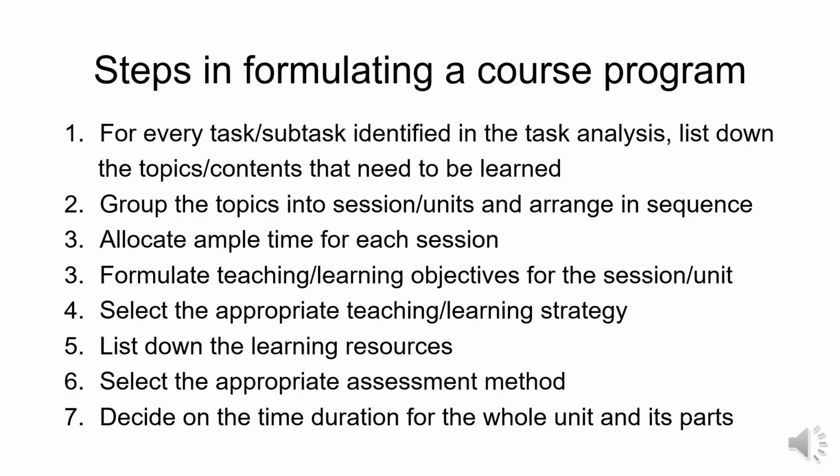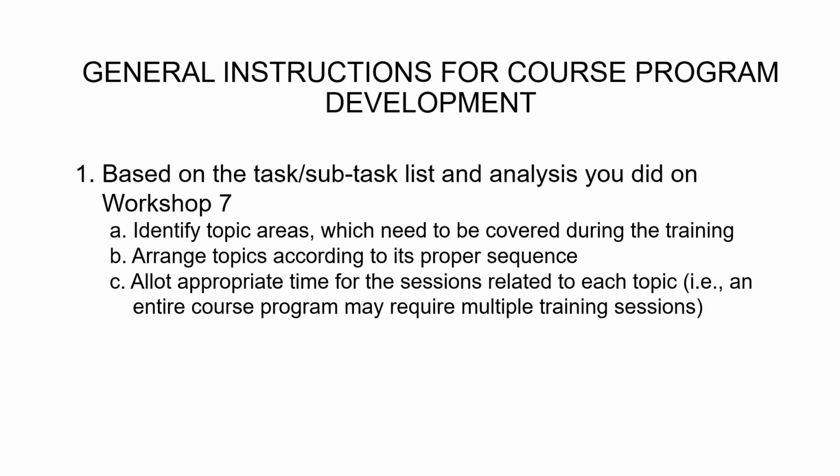To summarize, these are the steps in formulating a course program. These are the general instructions for the development of the course program. Based on the list of tasks and subtasks and the analysis you did in Workshop 7, you identify the topics that will be covered for the training. Arrange them in sequence and allot proper time for the sessions related to the topics.